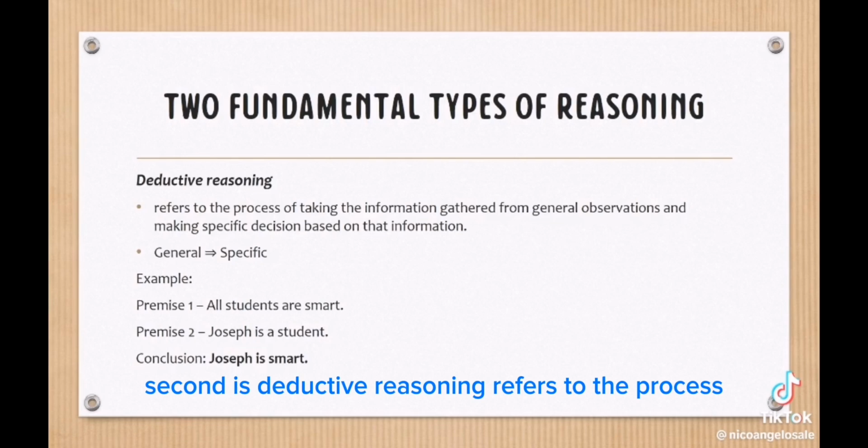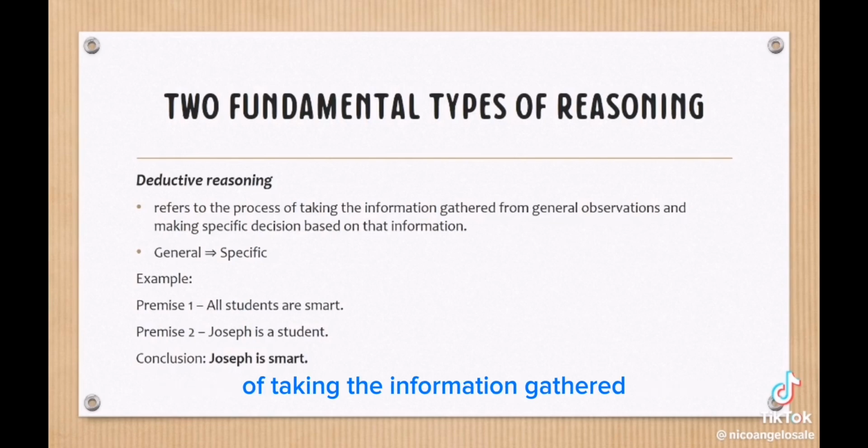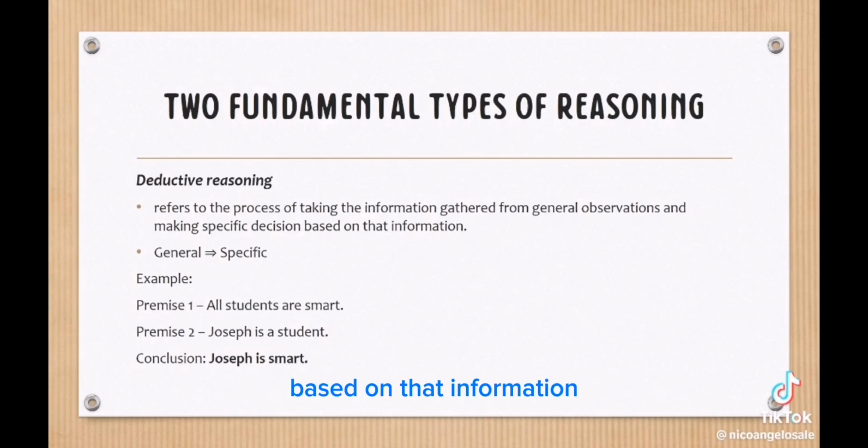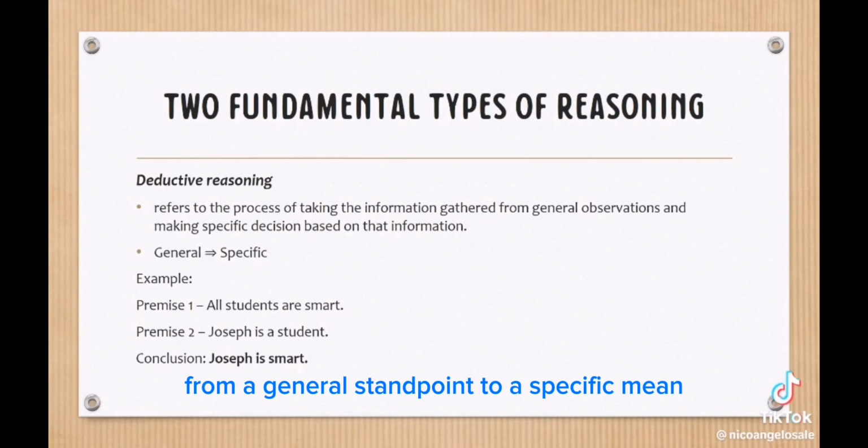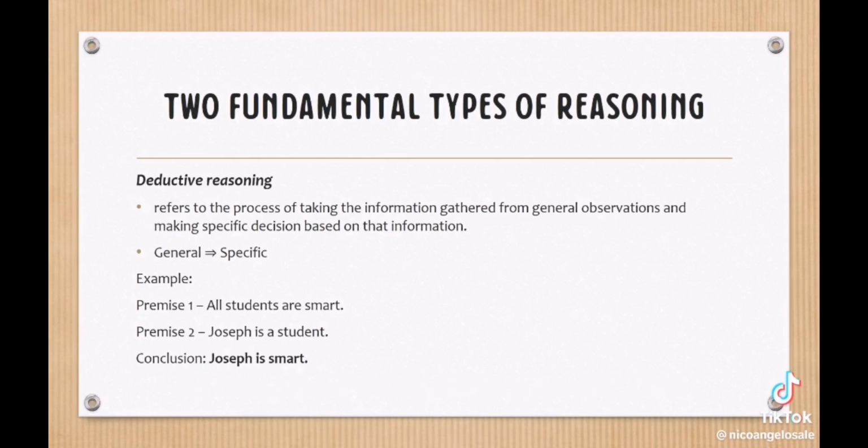Second is deductive reasoning. It refers to the process of taking the information gathered from general observations and making a specific decision based on that information. Deductive reasoning gets its conclusion from a general standpoint to a specific one.